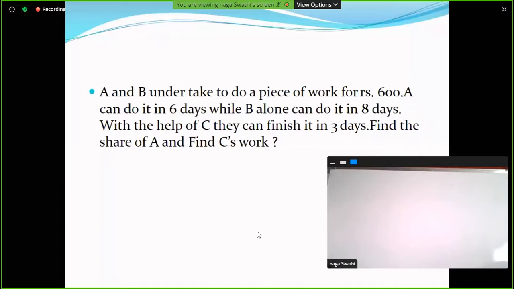A and B undertake to do a piece of work for 600 rupees. A can do it in 6 days, while B alone can do it in 3 days. Find the share of A and find C's work.